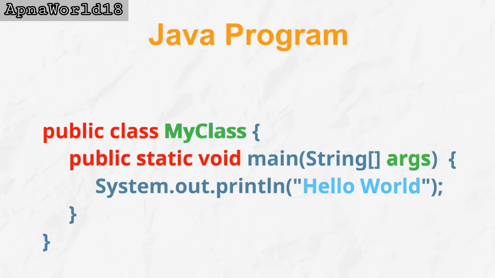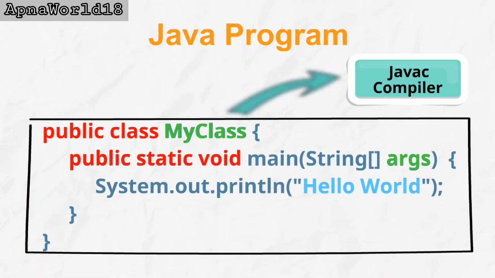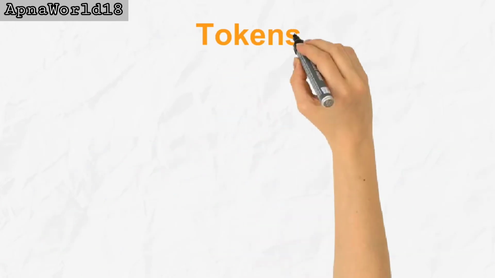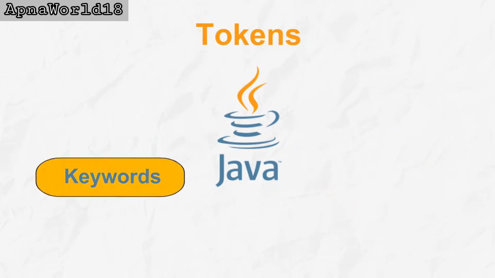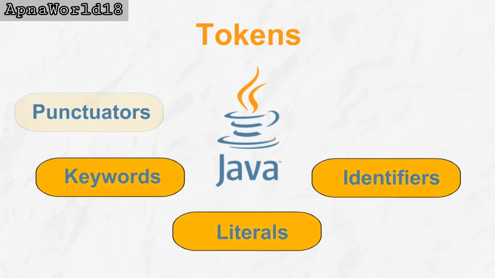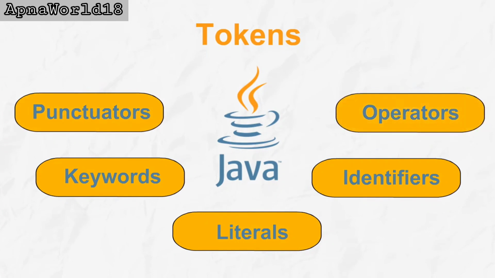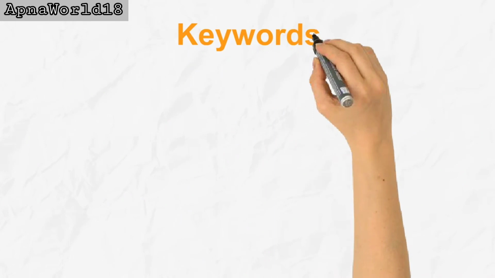When we submit a Java program, the compiler parses the text and extracts individual tokens. Java has 5 different types of tokens: keywords, identifiers, literals, punctuators, and operators. Let's look at each one of them. We will start with keywords.